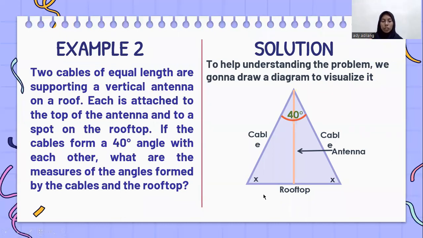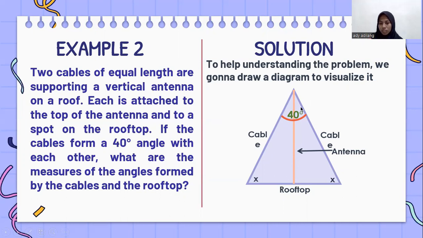Next, example number 2. Two cables of equal length are supporting a vertical antenna on a roof. Each is attached to the top of the antenna and to a spot on the rooftop. If the cables form a 40-degree angle with each other, what are the measures of the angles formed by the cables and the rooftop? So the solution: to help understand the problem, we're going to draw a diagram to visualize it.